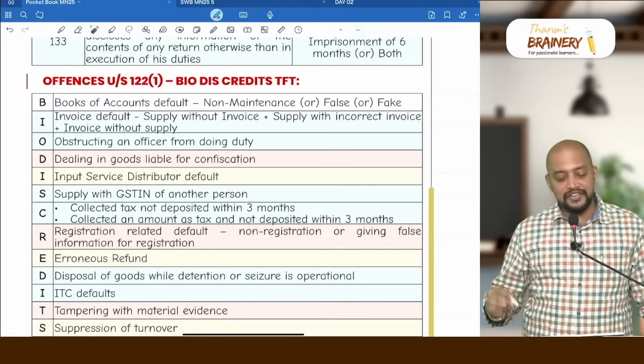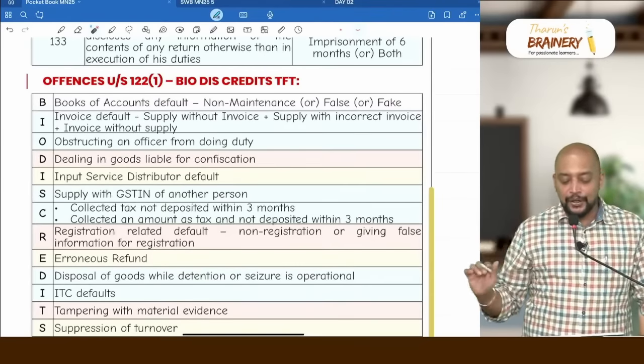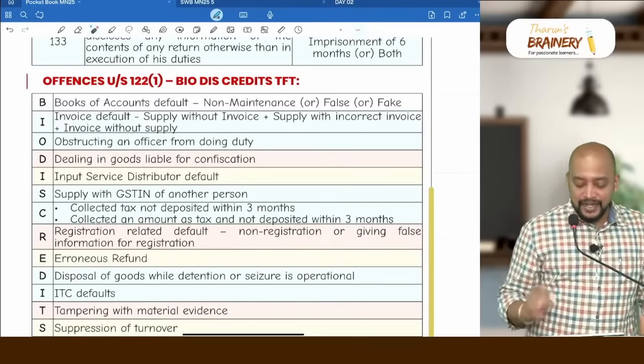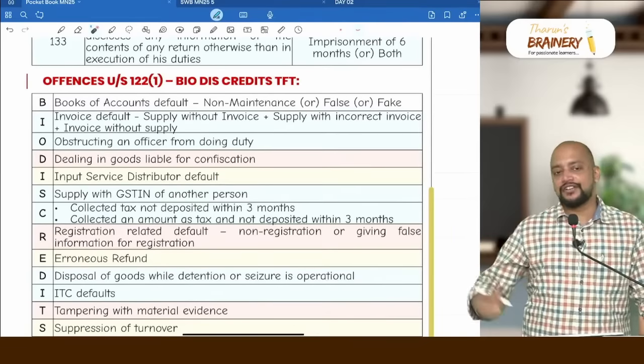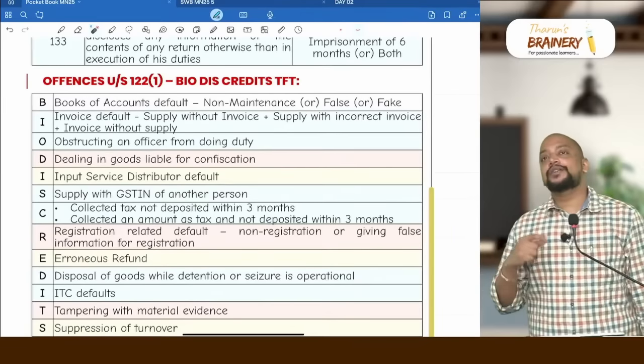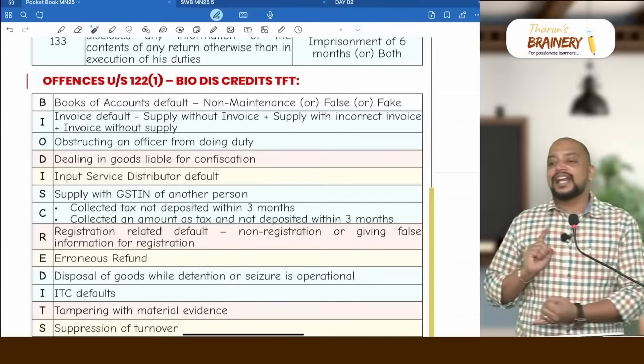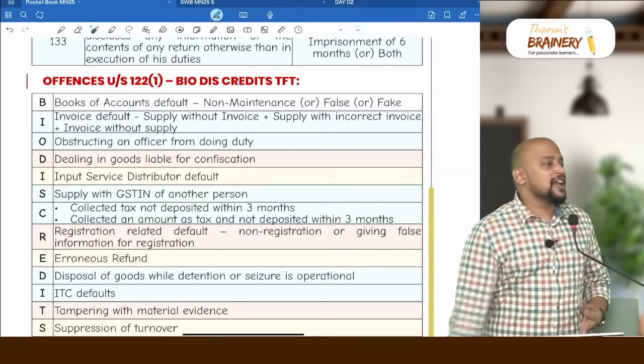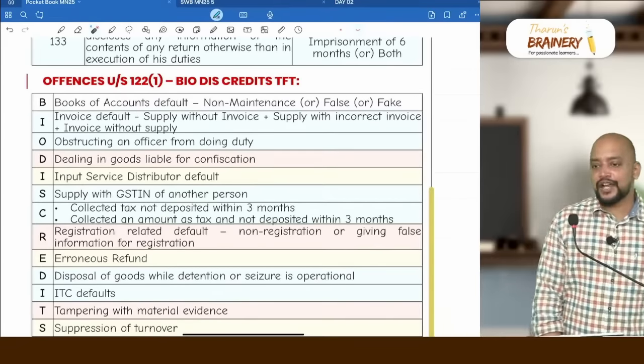What is the list of offences you need to remember? BIO DISCREDITS TFT. B for books of accounts default. Books of accounts default means not maintaining books of accounts, or maintaining false books of accounts or fake books of accounts. That is books of accounts default.